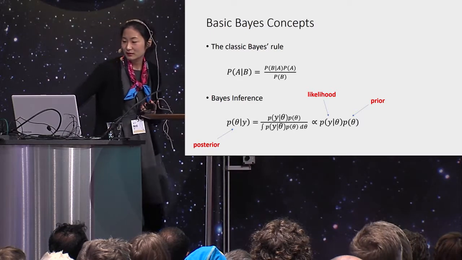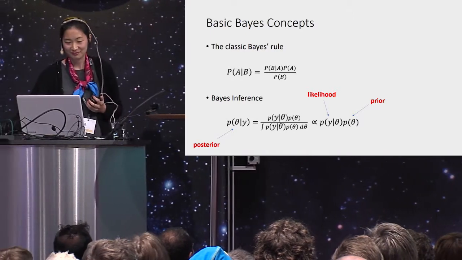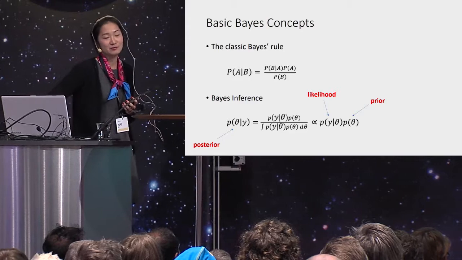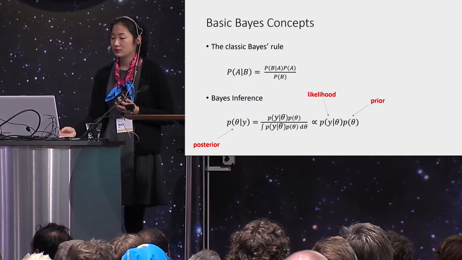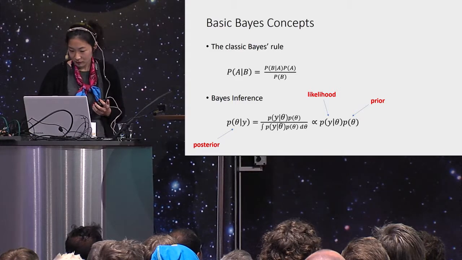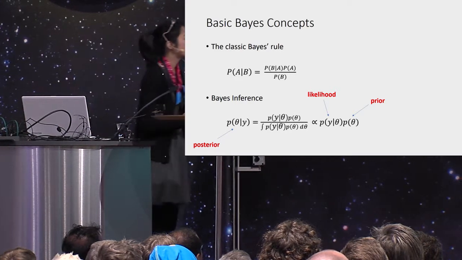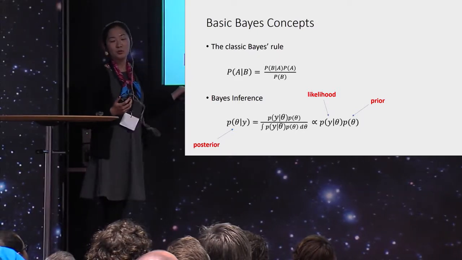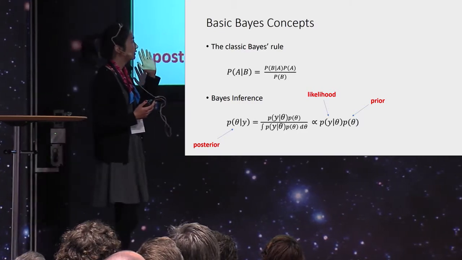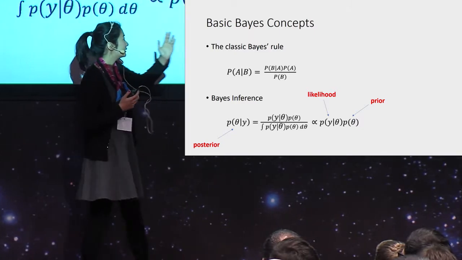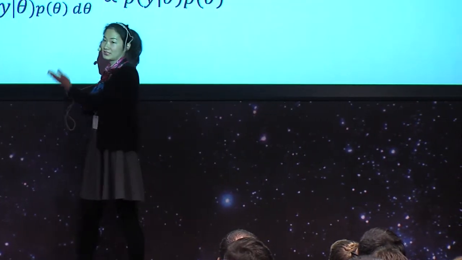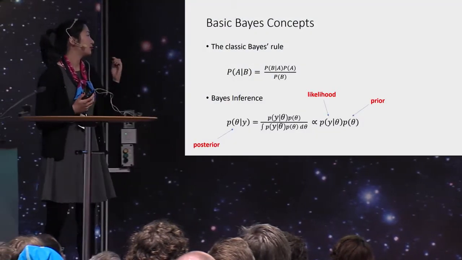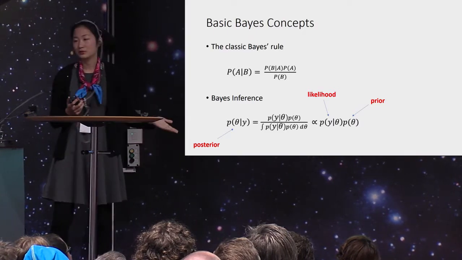So, basic Bayesian concepts. Does this look familiar to you? The Bayesian rule is just a result in probability theory, but together with the notion of prior, likelihood, and the posterior, we get the basis for Bayesian inference. This is the posterior, this is the likelihood, this is the prior. And this denominator is just a scaling factor, and here we don't have to care about it. And we say that the posterior is proportional to the likelihood times the prior.